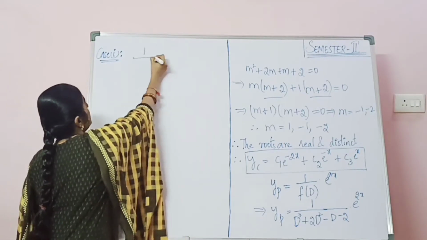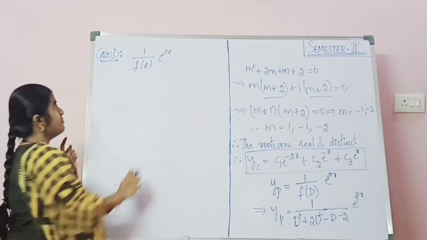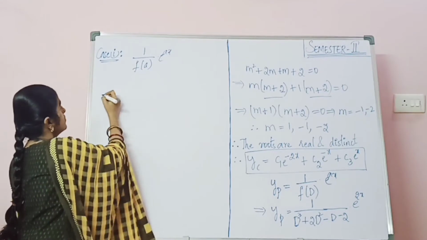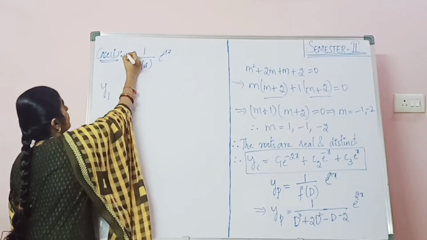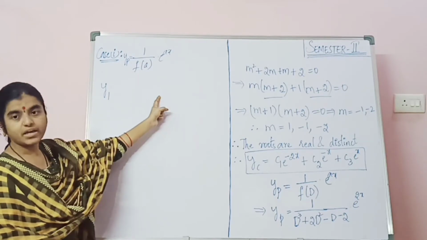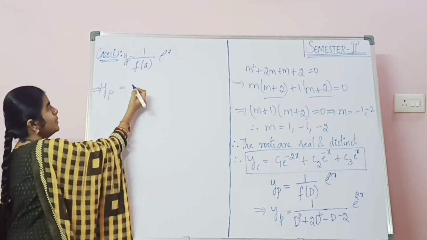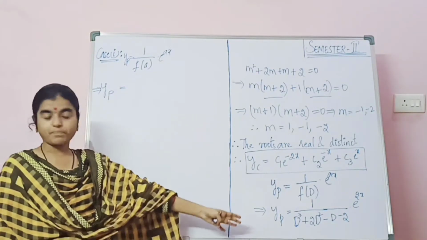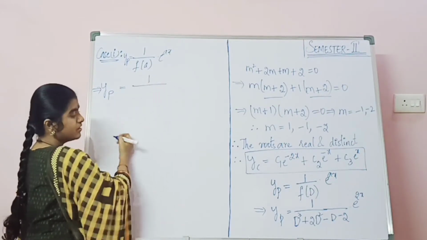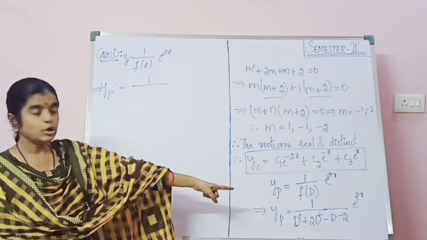So 1 by f of a into e power ax. Now, so yp equals 1 by f of a into e power ax according to case 1. So that implies here yp equals, in the place of D we have to substitute a. So 1 by, so what is a here? a means 2.